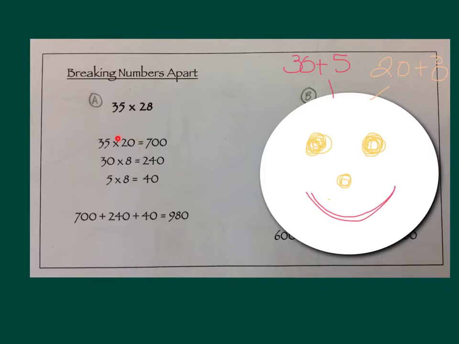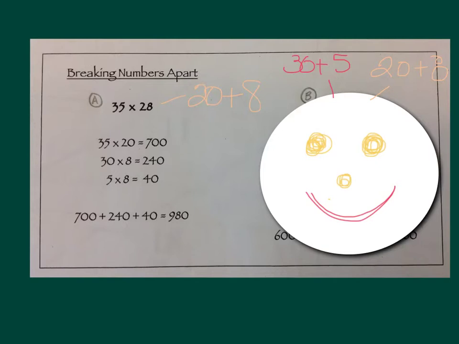35 times 20. You might be saying, but where did that 20 come from? Well, the 20 came from this 28. Remember, in breaking the number apart, B, 28 is the same as 20 plus 8. So you can, in fact, break it apart. So the first step there would be keeping the 35 together and multiplying it times the 20 from the 28. That gives us a product of 700.